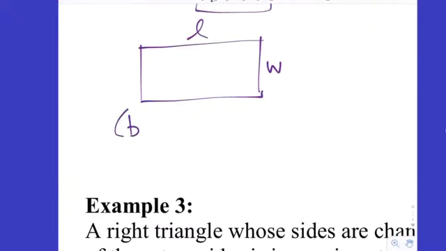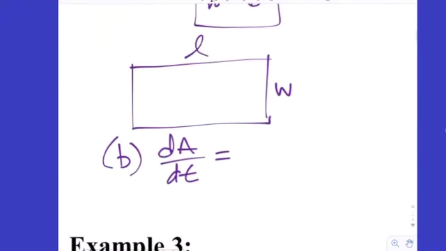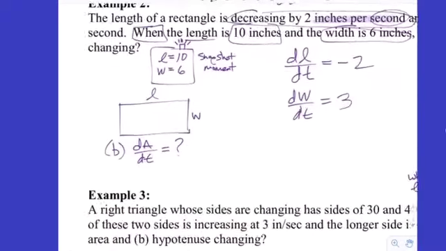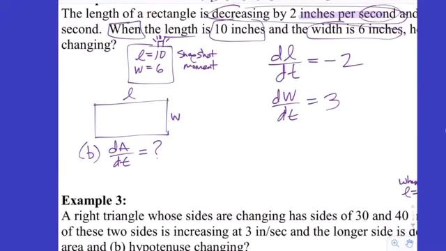So on part B, give yourself a target. If we want to know how fast the area is changing, I'm going to call that dA/dt. A for area this time, we haven't used A yet. Okay. dA/dt, that's the rate of change of the area. So that's your target. So again, ultimately, you want to relate the rate of change of area to the rate of change of length and width. But before you can relate their rates, you have to relate their quantities.